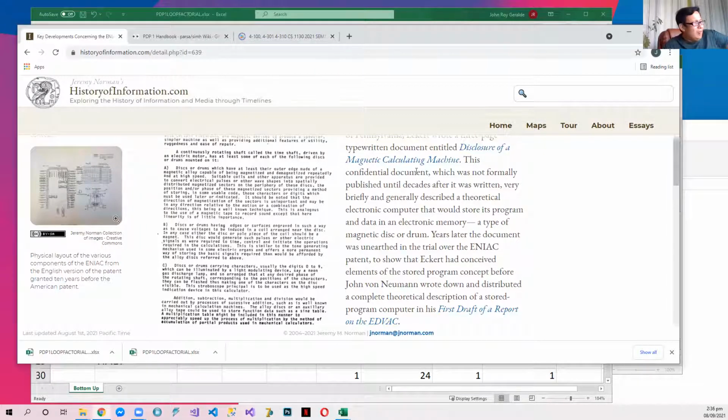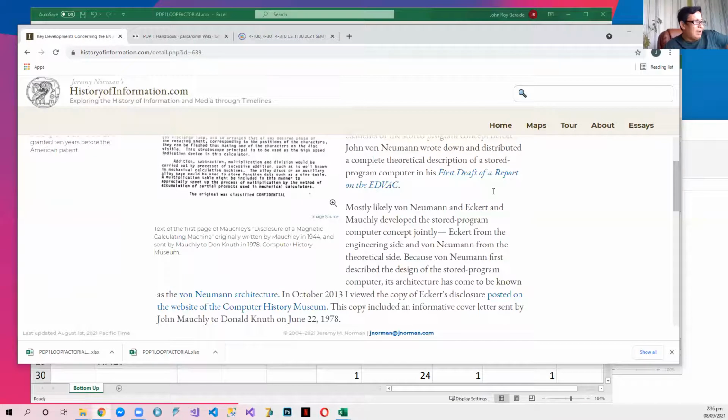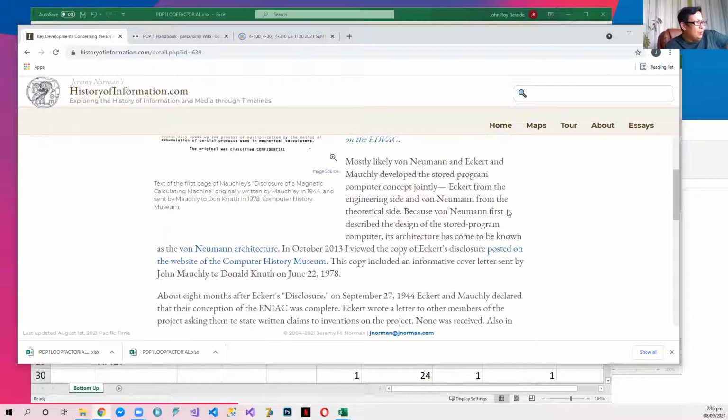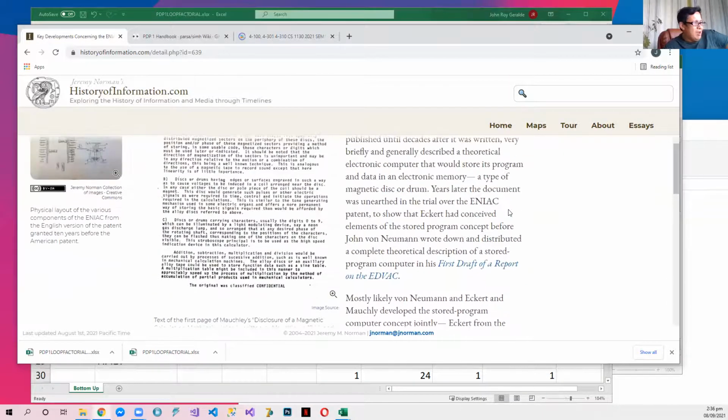Because during the time, they were racing to produce the EDVAC. And then, before they were able to produce the EDVAC, John von Neumann made an official report and published it, the First Draft of a Report on the EDVAC.